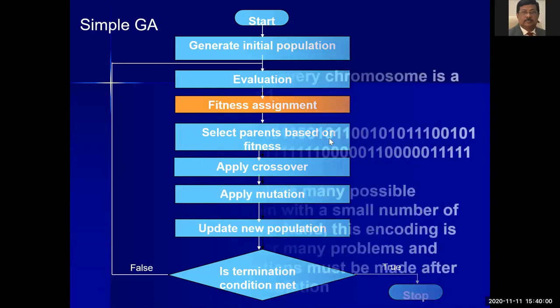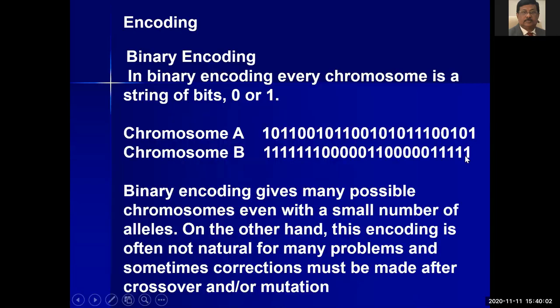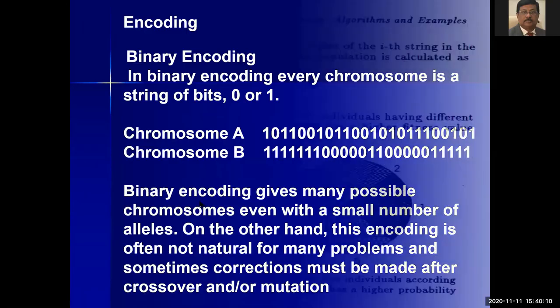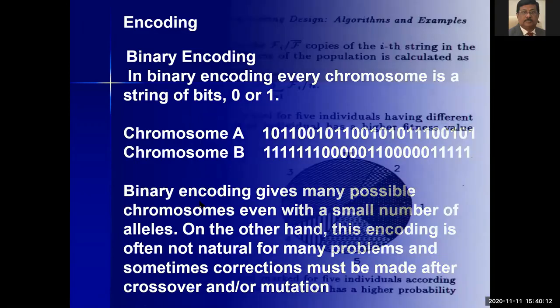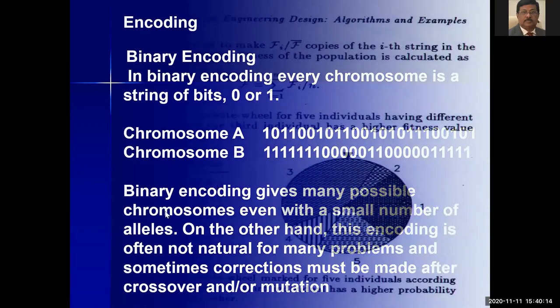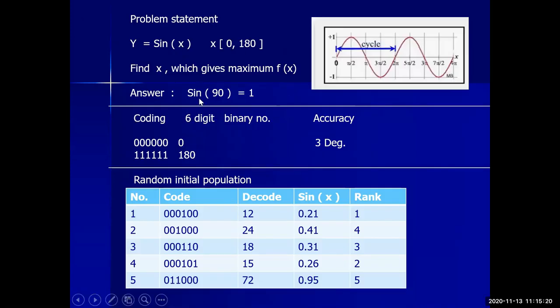So I told you that the variables have to be represented by a binary number so that this can be treated as chromosomes. Here I have taken the objective function as sin x. So f(x), where x is in degrees. So y equals sin x.